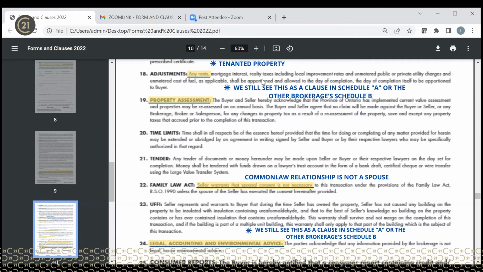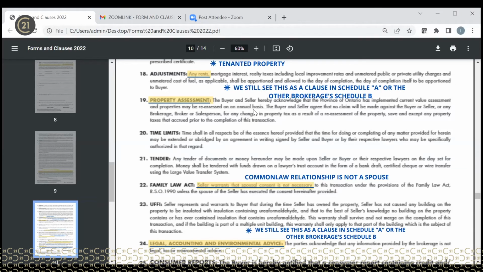If you have a tenanted property, I've been asked several times recently on having rents. Is there a clause for rents to be moved to the new agent or to the new landlord? Right here during the adjustments, any rents will be apportioned by the lawyers. So if you're holding last month's rent as the seller, that will be apportioned on the adjustments on closing.